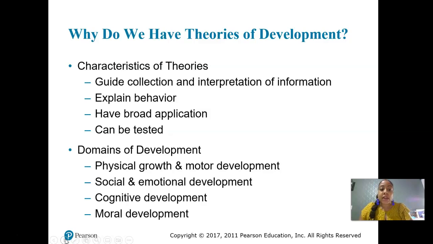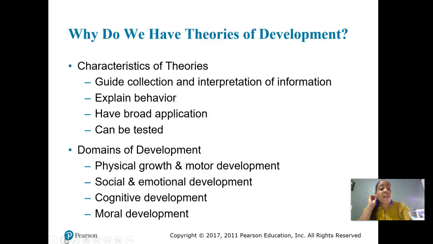So that's one of the characteristics of theories. Another one is that it explains behavior, and that's probably one that we all are familiar with, this idea that, well, why might a 2-year-old say no all of the time? Or why is it difficult for toddlers to share? Well, there are theories that help to explain those sorts of behaviors, right? And then we also can determine what behaviors are typical versus atypical.